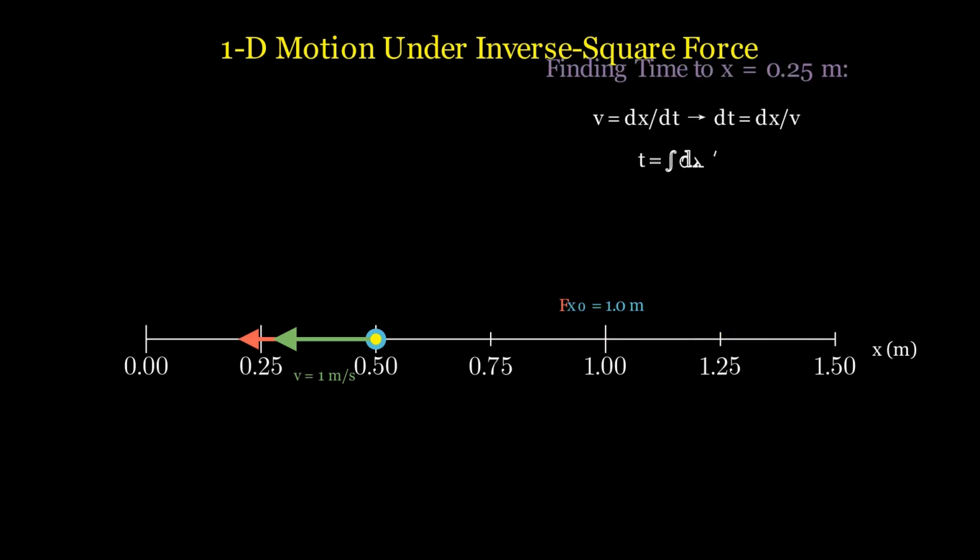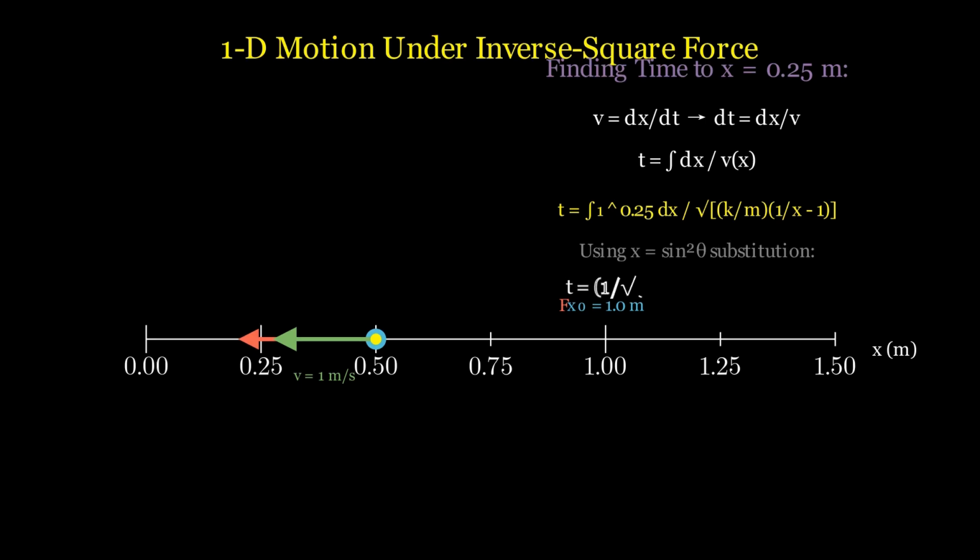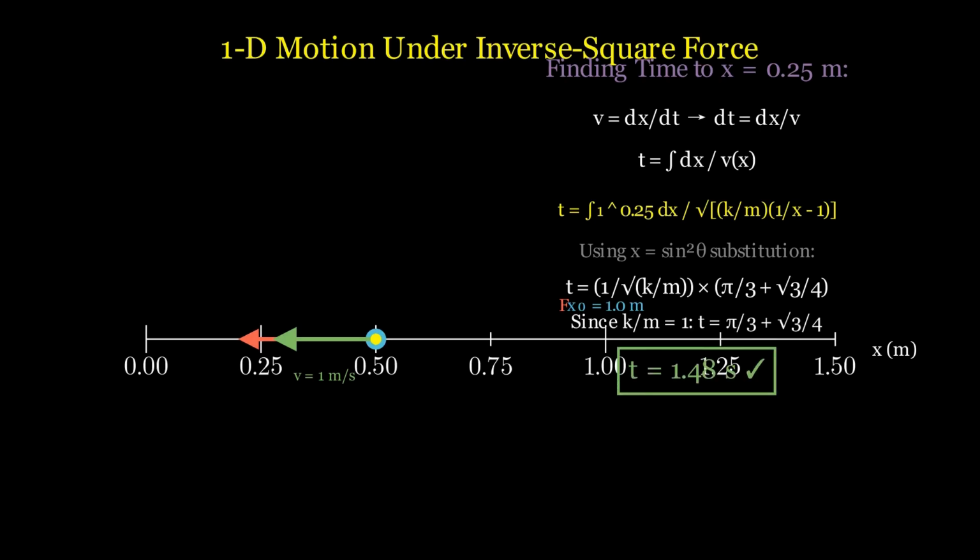For part B, we need the time to reach x equals 0.25 meters. Here's where it gets interesting. Since v equals dx over dt, we can write dt equals dx over v. Substituting our velocity formula and integrating from x equals 1 to x equals 0.25 gives us the total time. This integral requires a trigonometric substitution. Using x equals sine squared theta transforms it nicely.